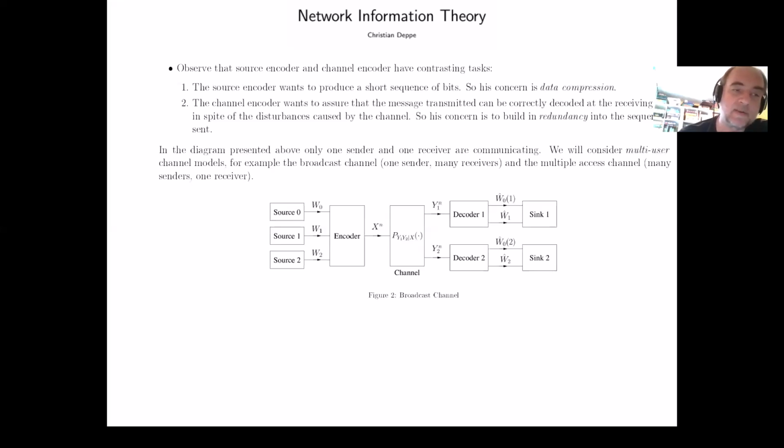We will look at source coding models and we will look at channel coding models. Of course, we will look at multi-user models, like in this example, the broadcast channel, where we have one encoder, but we have two decoders. So this is a multi-user channel coding problem.